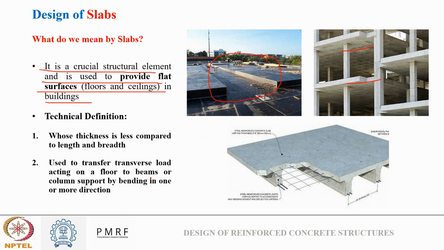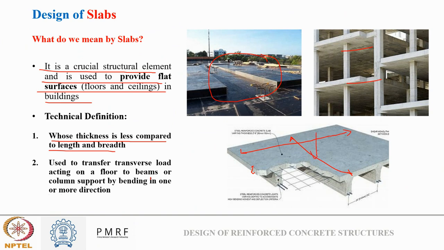But this is a very layman definition for a slab. If we define slab from a design point of view, then there will be two points. From a technical definition point of view, a slab is a structural element whose thickness is less compared to length and breadth. So this is the thickness, this will be the breadth, and this will be the length. So slabs have a lower thickness compared to length and breadth, and they are used to transfer load acting on the floor to beams or columns support by bending in one direction or more directions. Now how this load is transferred, we discussed in the first live session from floor.